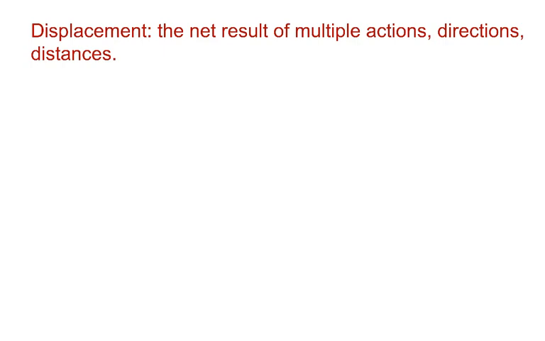Next, we're going to talk about displacement. And the displacement is the result of multiple actions. It takes into account many directions or distances, multiple things happening, not just two different vectors necessarily. It might be many more.